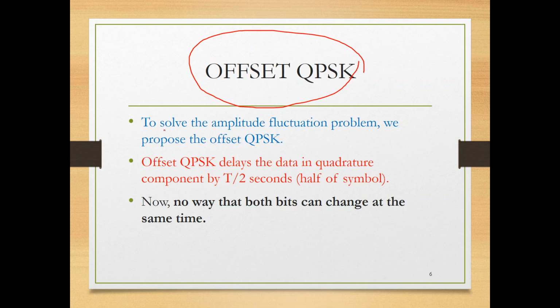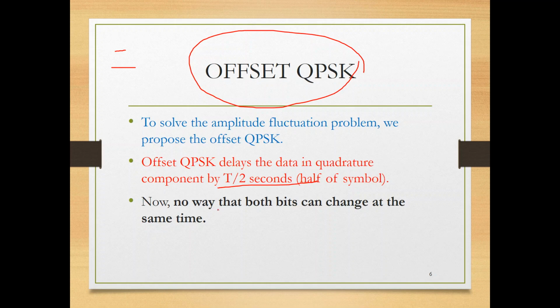So see, it's systematic. There is a problem, which motivates us to find a solution. While we are finding a solution, we end up having a new modulation. And it becomes part of the literature, part of the science. Offset QPSK, what's offset QPSK? Offset QPSK says the data in the quadrature component, you have in phase and the quadrature, you delay it by T over 2 seconds, which is half of the symbol.